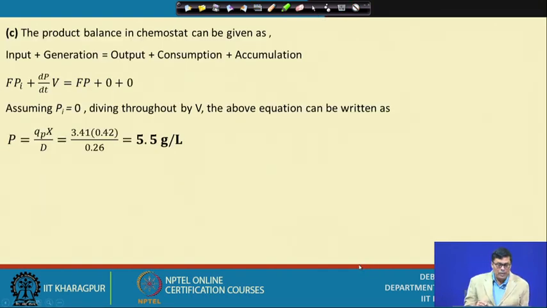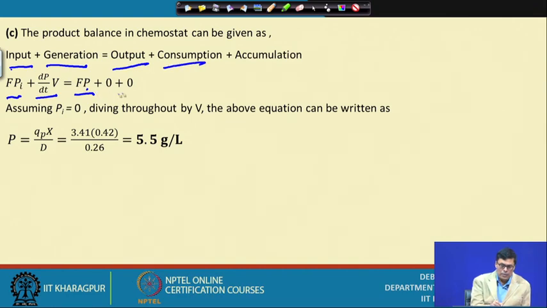Now, lastly, if you do the product balance, similar to your substrate balance, we can have this equation: rate of product input is F into Pi. The product generation, product formation, takes place at dP by dt into V. This is the product output, F by V. Consumption will be 0, and also accumulation will be 0 under steady state condition. Then if we put Pi equal to 0 and divide both sides by V, then what you will get?